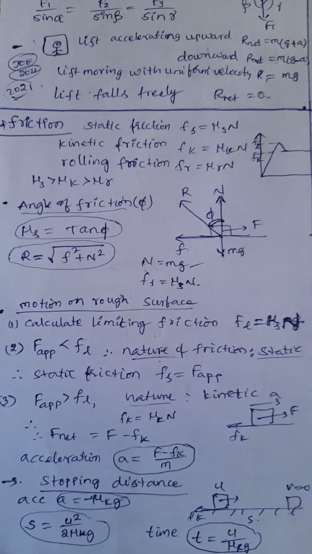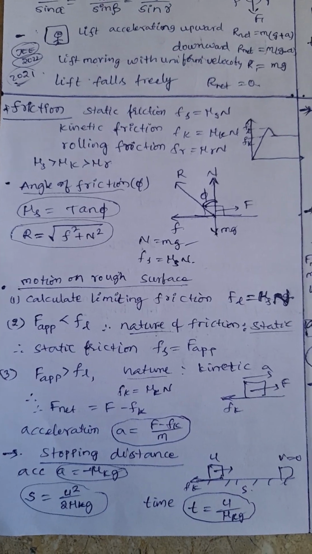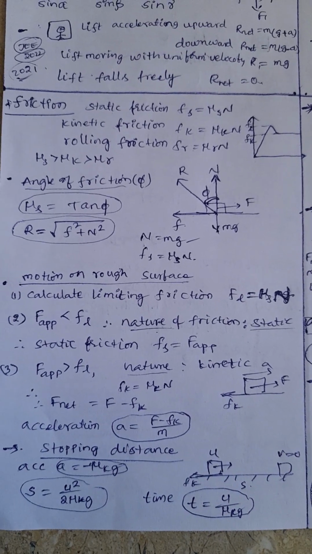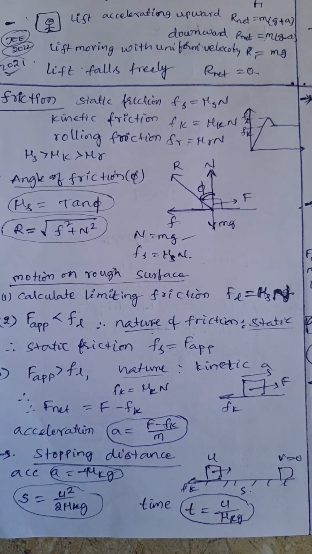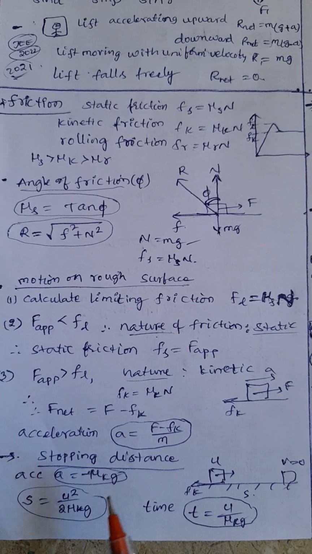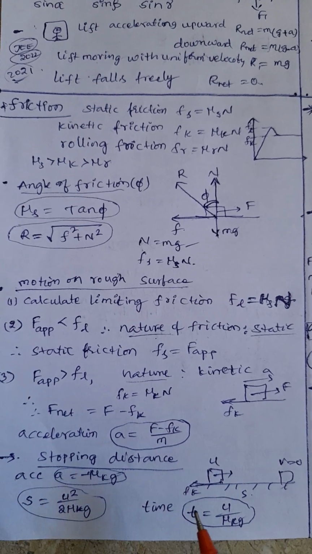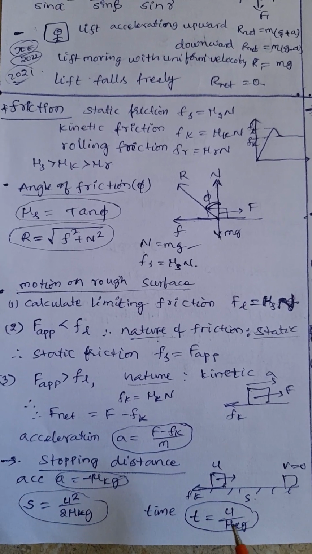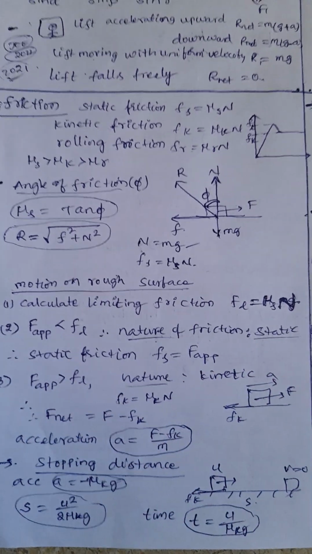When a body is sliding on a surface with initial velocity u, then acceleration is equal to minus mu k into g, and the stopping distance s is equal to u square by 2 mu k g, whereas the time taken to stop this object t is equal to u by mu k g.